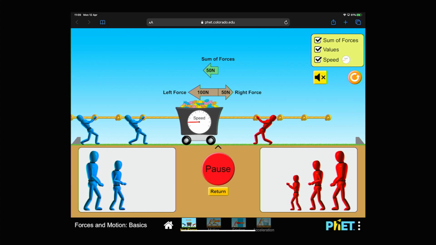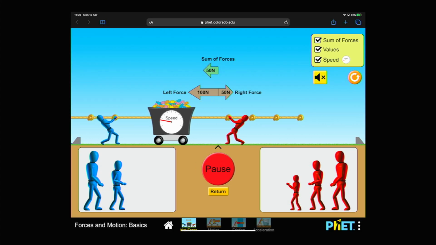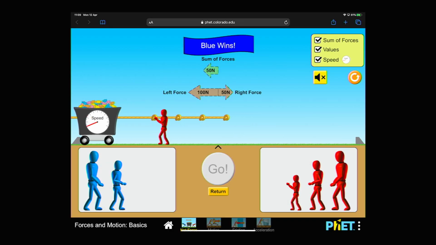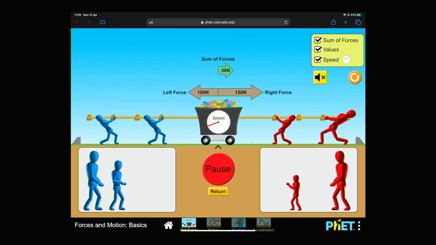And can you now see we've got 2 50s pulling to the left and only 1 pulling to the right, with the sum being 50. And this program says to us the blue wins. Let's put a stronger friend on the right side. And now we've got 150 to that side and 100. Let's see if it's going to go.